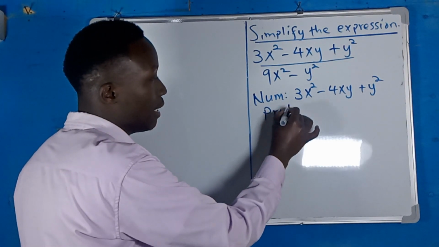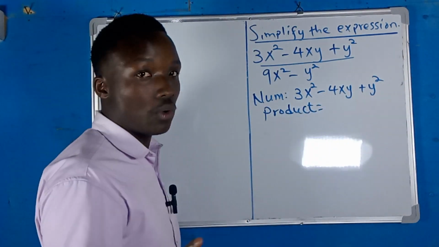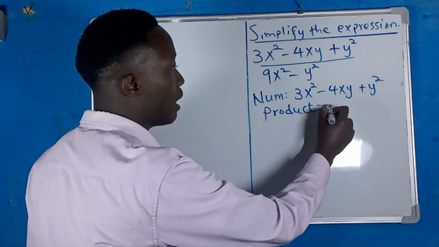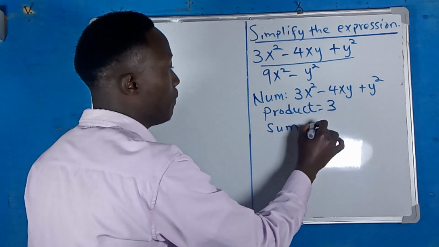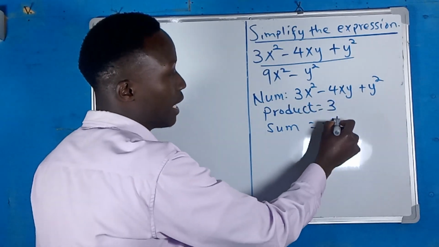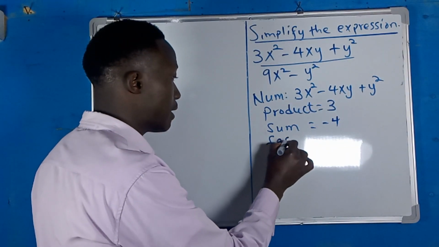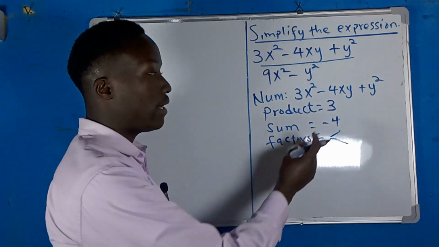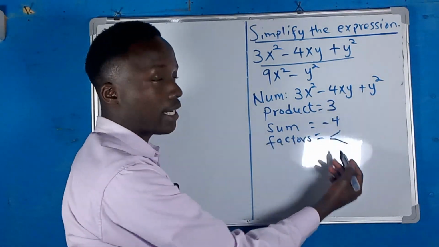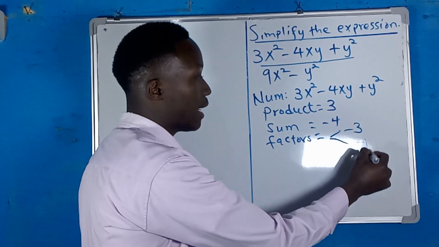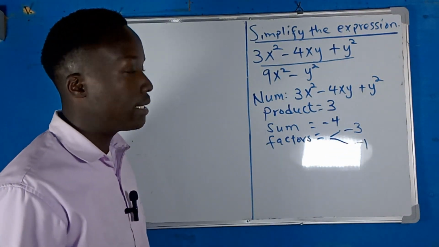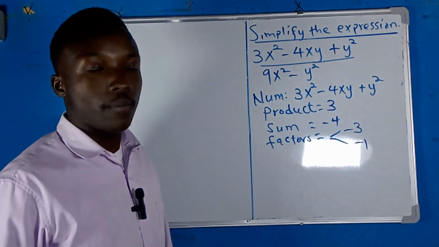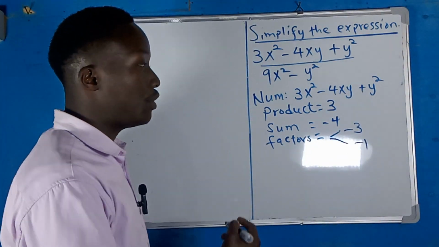We first determine the product, and the product is AC. AC is the first term multiplied by the coefficient of the third term, so that will be 3. Then we have the sum. The sum is equal to B, which is negative 4. Our factors are two numbers which multiply to give us positive 3, and upon adding them give us negative 4. They will be negative 3 and negative 1. So after getting our factors, we are going to continue to simplify.